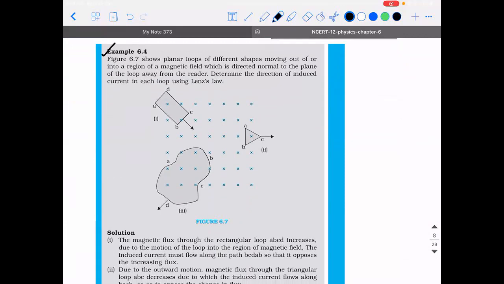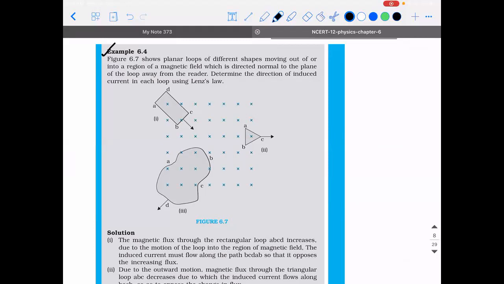Figure 6.7 shows planar loops of different shapes moving out of or into a region of magnetic field which is directed normal to the plane of the loop away from the reader. Determine the direction of induced current in each loop using Lenz law. How to do this? Sir, we have to use Lenz law.